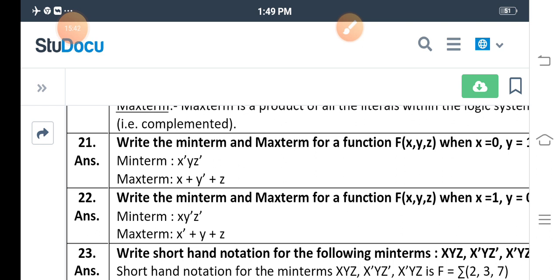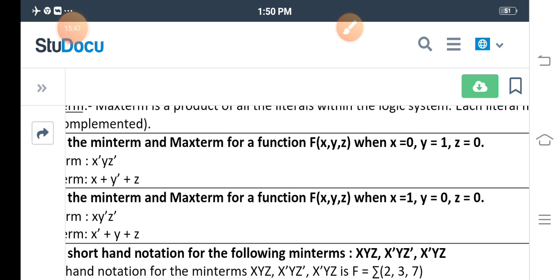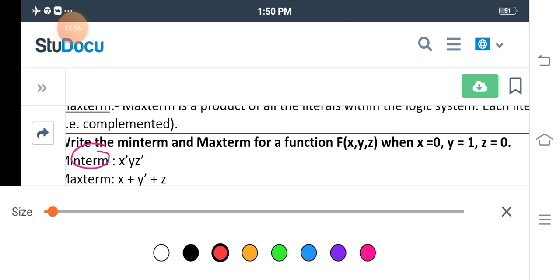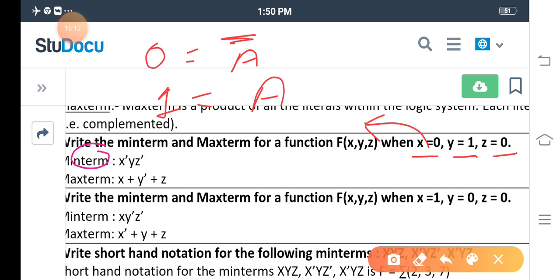Now next, 21. Yes, this type of question can come again in your exam. 21st, write the minterm and maxterm for a function x, y, z where x is 0, y is 1, z is 0. Now look at here. If I want to find out the minterm, so minterm means x 0, y 1, z 0. Now do you remember that in case of minterm we denote 0 by a complemented variable, like suppose if I am writing a bar, and 1 by an uncomplemented variable. So if I am going to find out minterm for x0, y1, z0, how we will write it? X bar, y simple and z bar. Check here.